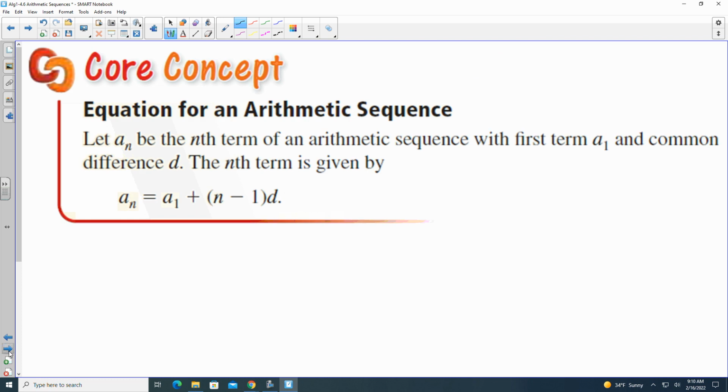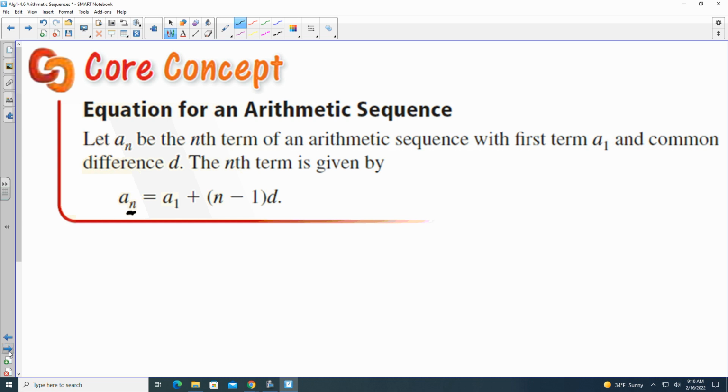Now the last thing that we're going to look at is being able to write equations for an arithmetic sequence. So sometimes with these different patterns, we can write a formula for that, which then allows us to figure out any nth term of the sequence. Nth term means you are just tacking on what each value of the sequence is.